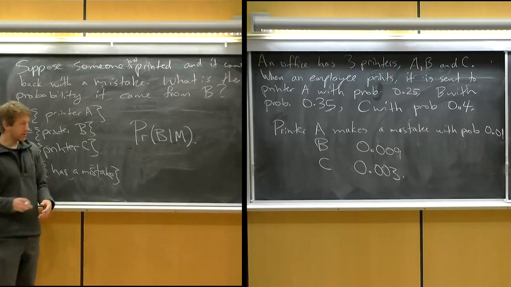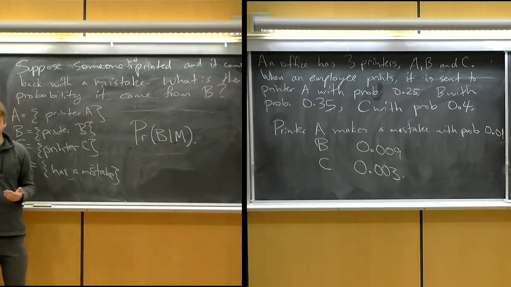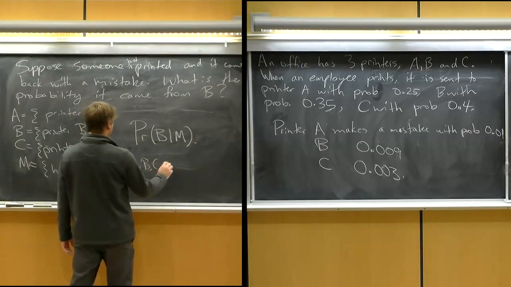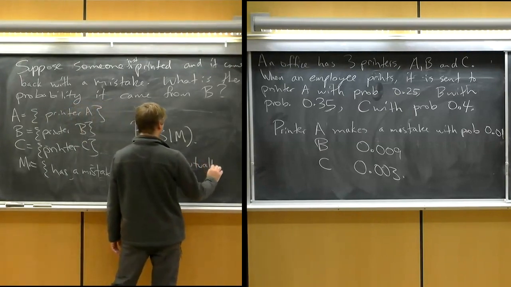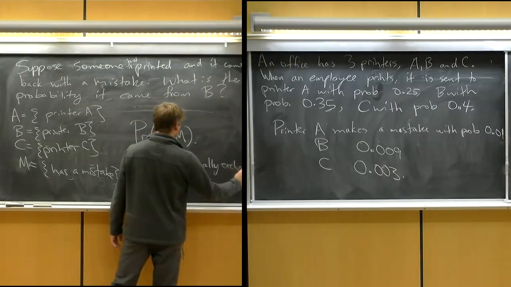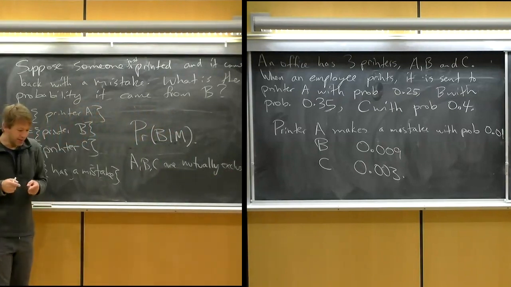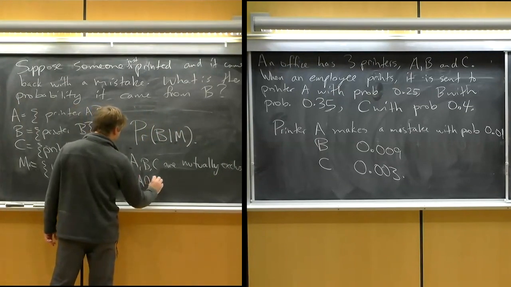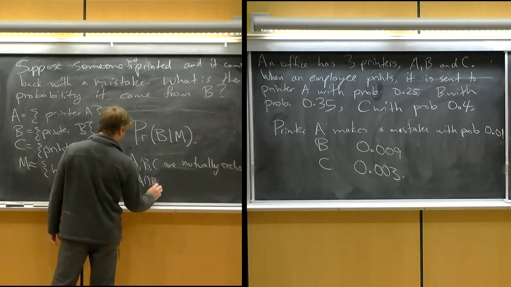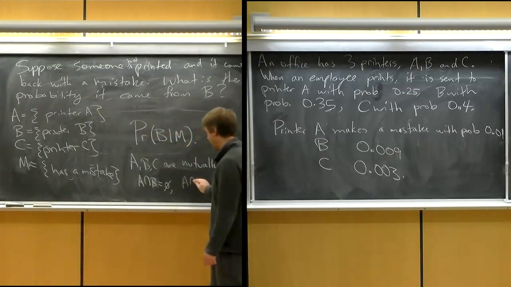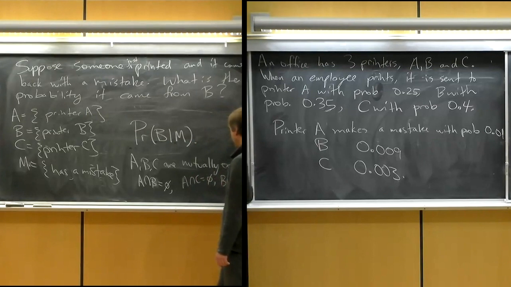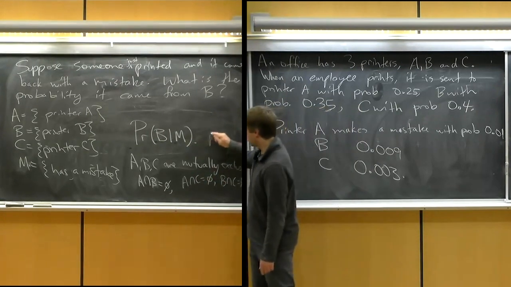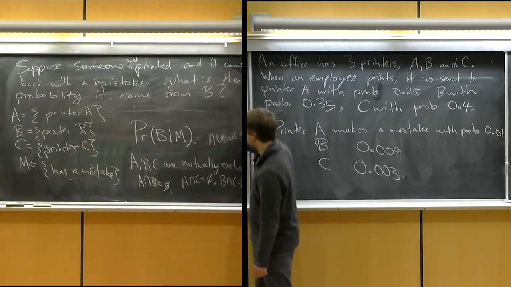One thing to notice here is that these events do satisfy the criteria. A, B, and C are mutually exclusive because when I send it to a printer, it doesn't ever send it to two of them at the same time. Mutually exclusive means that A intersect B is empty, A intersect C is empty, B intersect C is empty. And also A union B union C is the whole sample space.